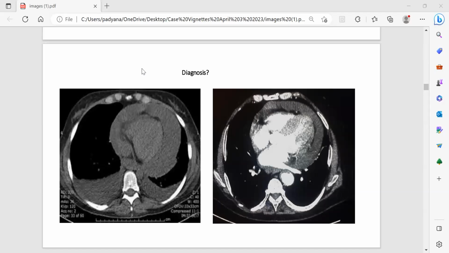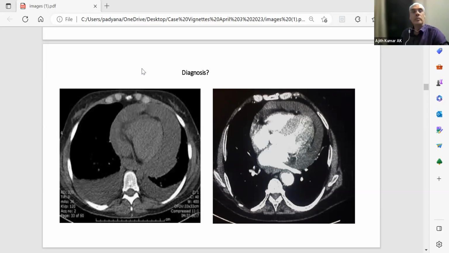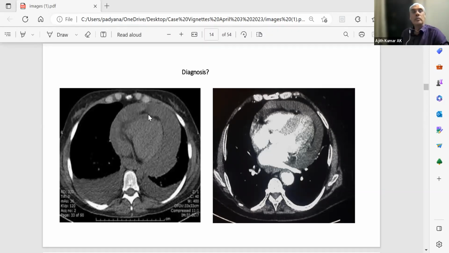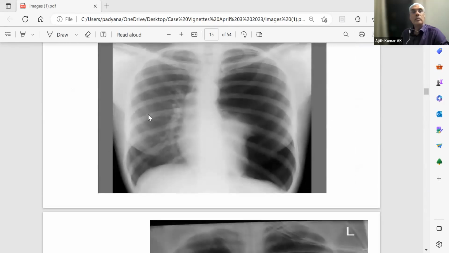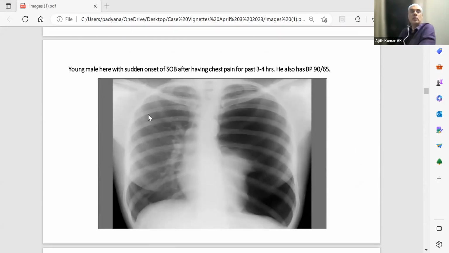Anyone wants to comment on this? It's pericardial and pleural effusion both. Yeah. Excellent. Very good. Okay, this one.